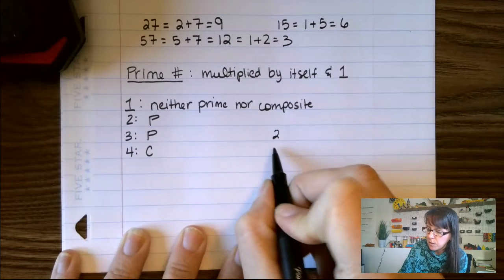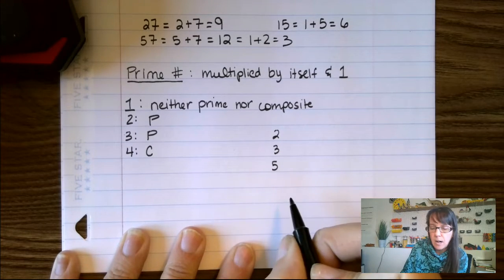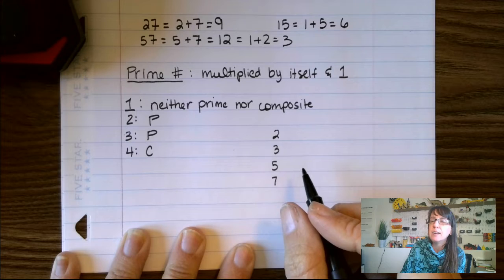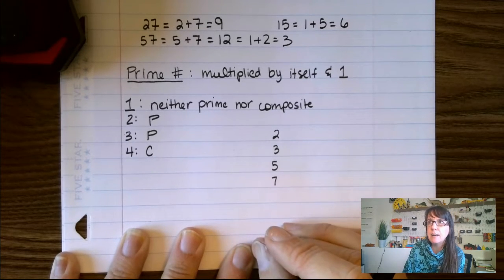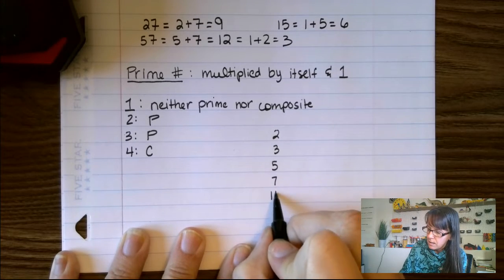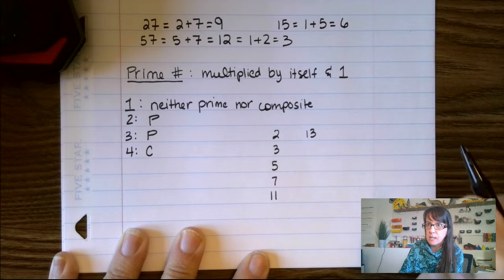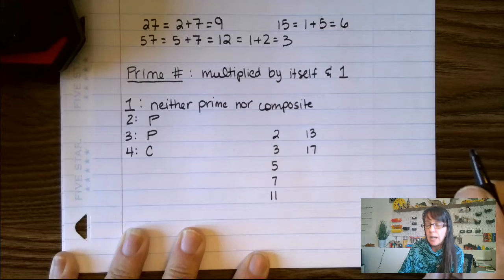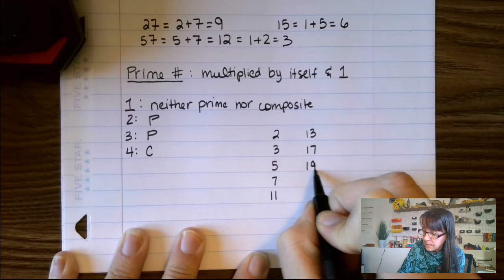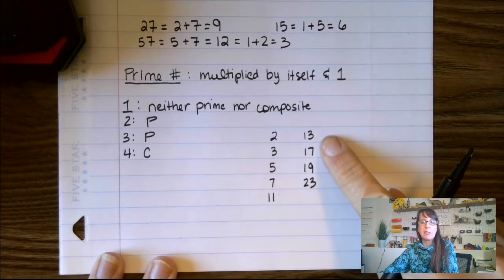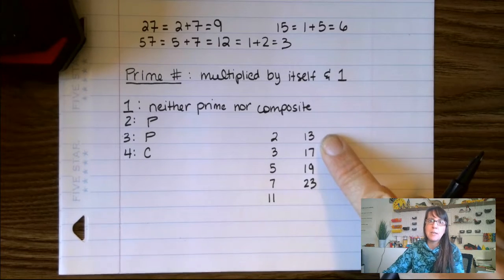We've got 2, 3, 5, not 6, 7, yes, 7. Not 8, not 9, because 3 times 3, not 10, 11. Not 12, but 13. Not 14, not 15, not 16, 17, not 18, 19, and then I think the next one is 23. Really, you only need to know up to like 13. Sometimes 17, but 13 is going to be your key here.